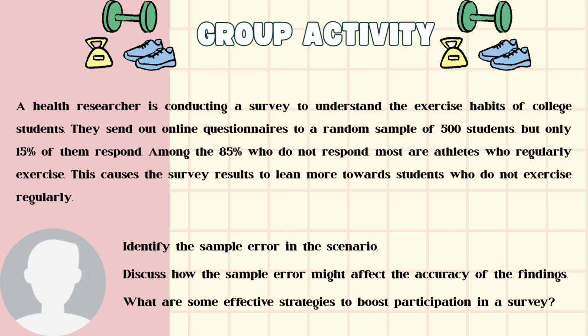Now, for question one, if you identified the sample error in the scenario as non response bias, that is absolutely correct. It is a non response bias, mostly because the athletes who regularly exercise didn't respond. The sample isn't representative of the entire population. The second question: how does this error affect the accuracy of the findings? Now, the findings will most likely overestimate the number of students who don't exercise regularly. This skews the results, making the survey inaccurate.